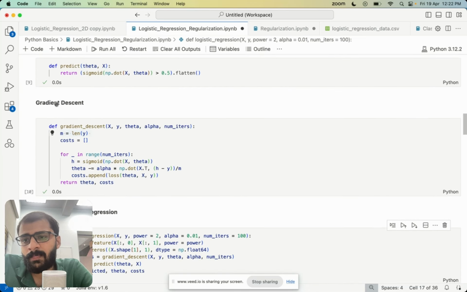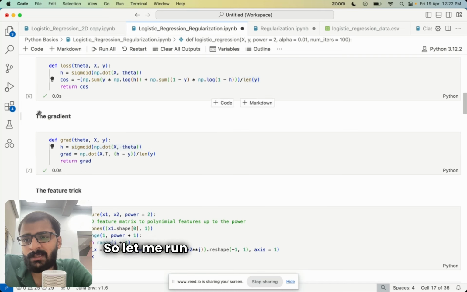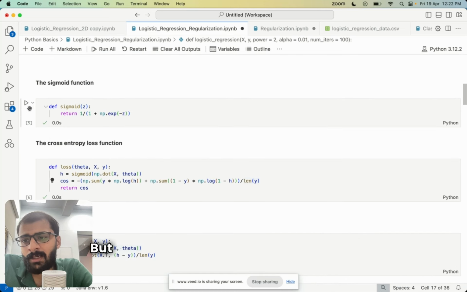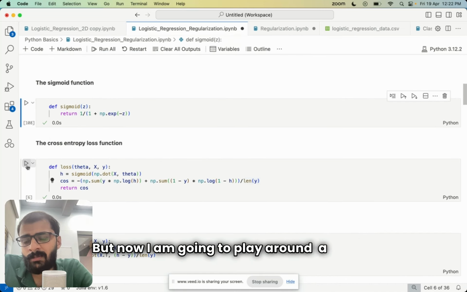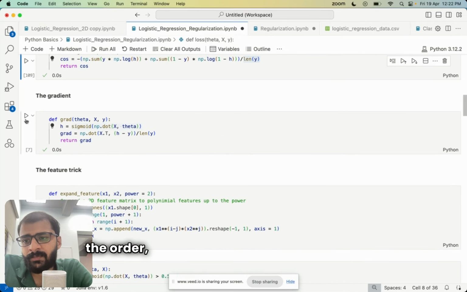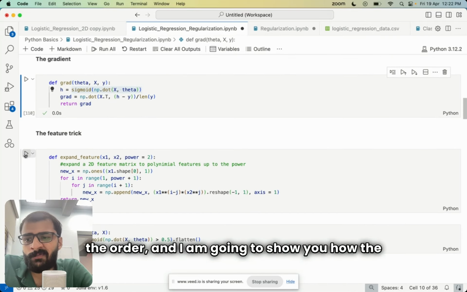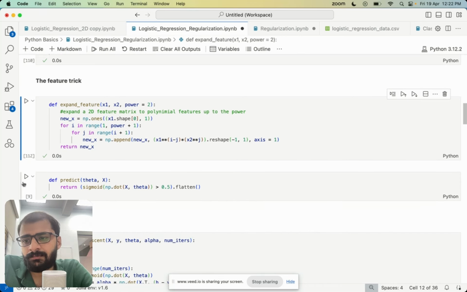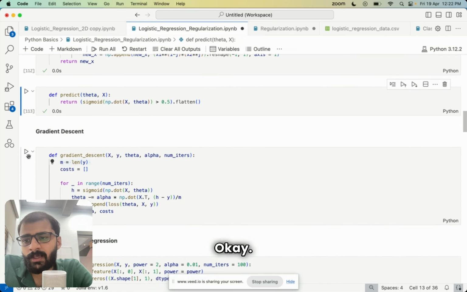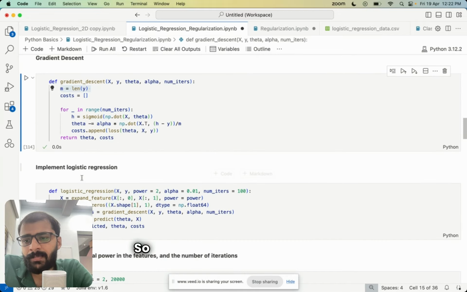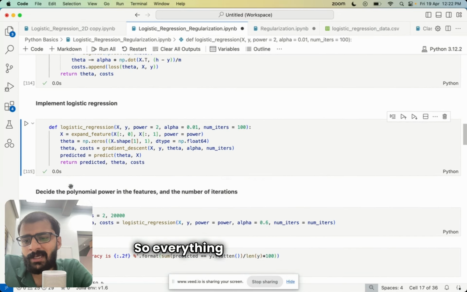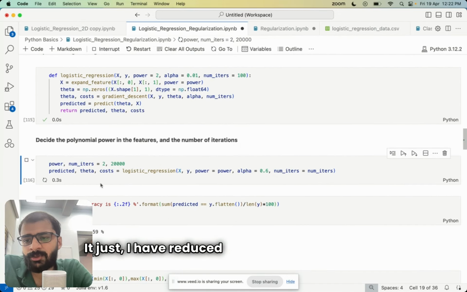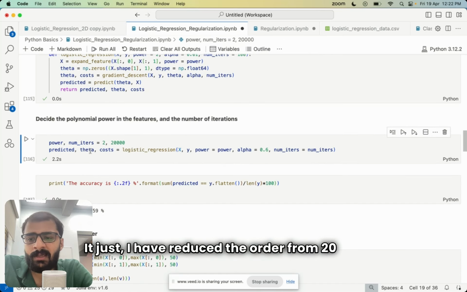So I am going to run this logistic regression right now. This code. So let me run this part of the code again. But now I'm going to play around a bit with the order, and I'm going to show you how the feature order can also have an effect on overfitting. Okay, so everything else is the same. I have reduced the order from 20 to 2.